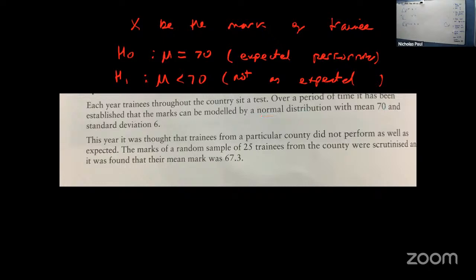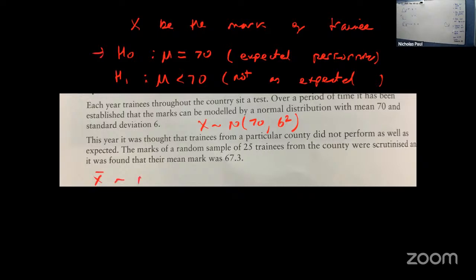Right, now for the important parts. The distribution that we use: remember, all the data came from a normal distribution with mean 70 and variance 6 squared. Okay? Mean 70 and variance 6 squared. So remember, we are testing the mean, so we're using the sampling distribution of the mean.